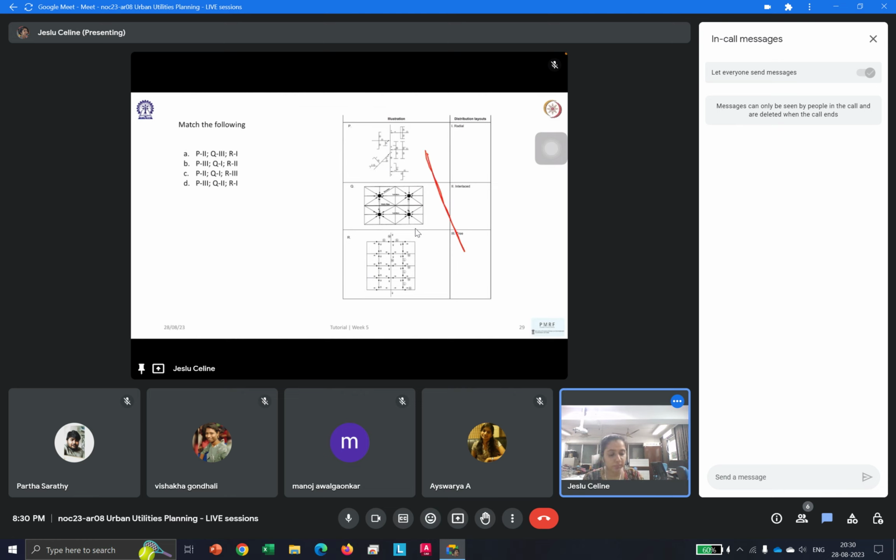Second one, Q: radial. We discussed this in the first question itself. When you have water radiating outside, it's radial. And the last one is interlaced. We discussed this again: you have a primary line, and then from the primary line you have multiple grids coming out. So that works out to P3, Q1 and R2. That's B, right? Option B is the answer for this.